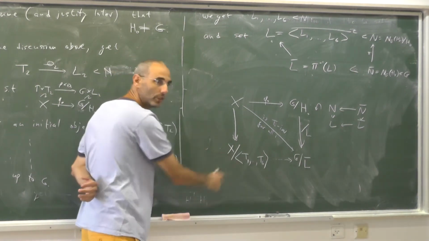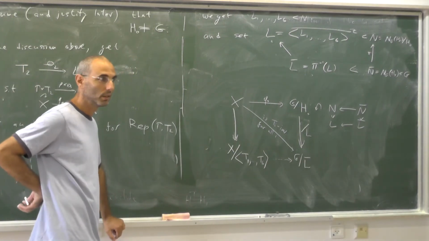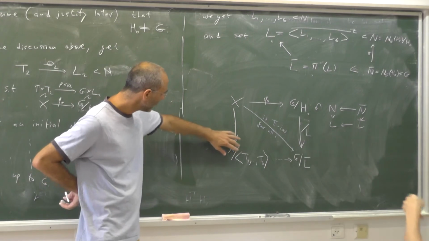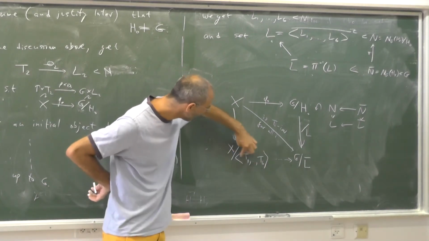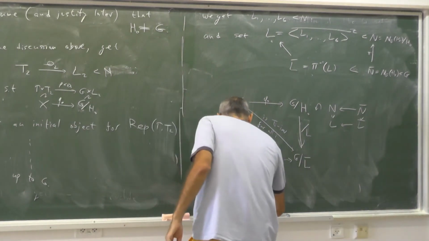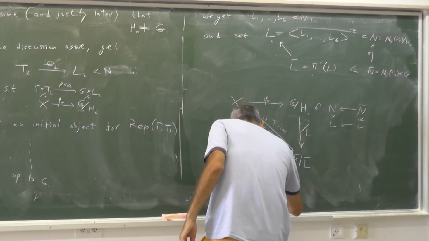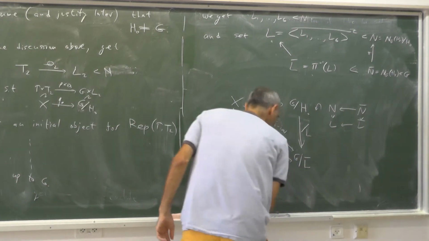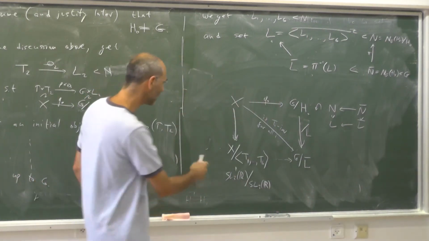Can you tell me what this is? This is SS3, and this is SS3, and this is SS3. I mean, X is SS3 by definition, and the group generated by those is SS3, so this is a point.